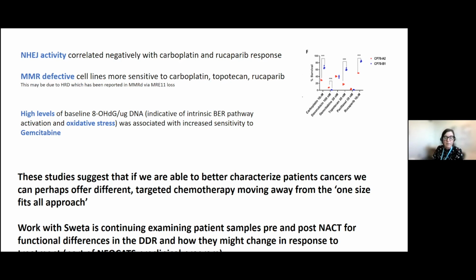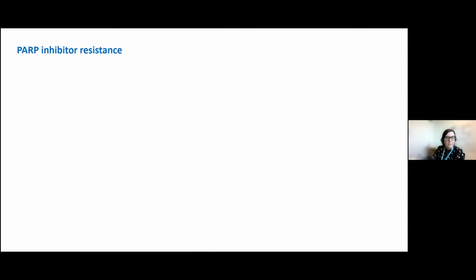And this obviously means we need to analyze cancers in more detail, and this obviously isn't always possible outside of clinical trials or routine clinical practice. Now, this work with Shweta is continuing, and we're examining patient samples now pre and post chemotherapy to again look for functional differences in the DDR and how they might correlate with response to chemotherapy, and that data is awaited.